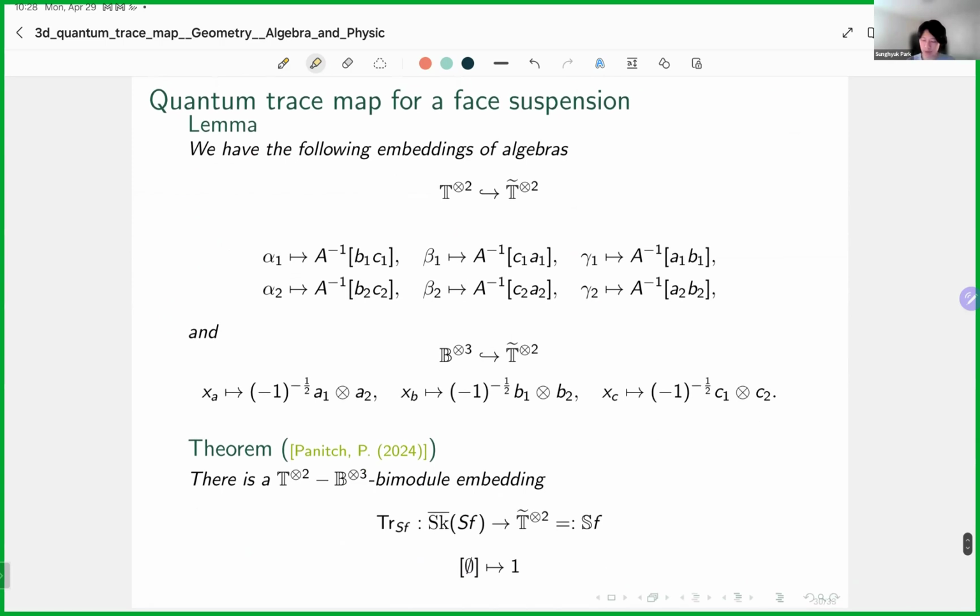Remember that in the setup of the 2D quantum trace map, we had to use an embedding of the triangle algebra to a bigger triangle algebra. That was one of the ingredients, and we have the exact analog of that, which is that this reduced skein module of phase suspension embeds into a tensor product of 2 copies of the extended triangle algebra, and this is a bimodule embedding. And the embedding is simply given by mapping the empty skein to 1.